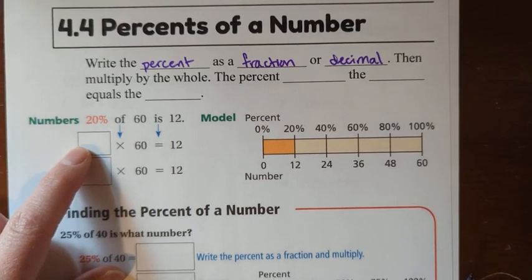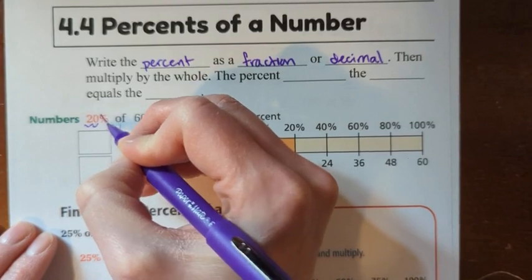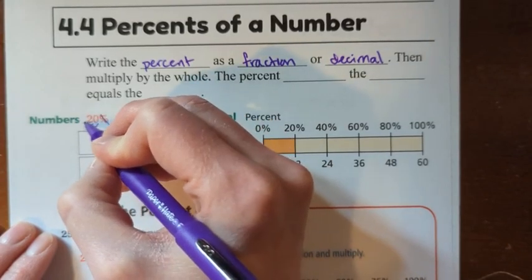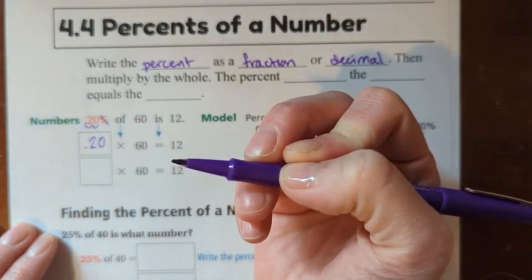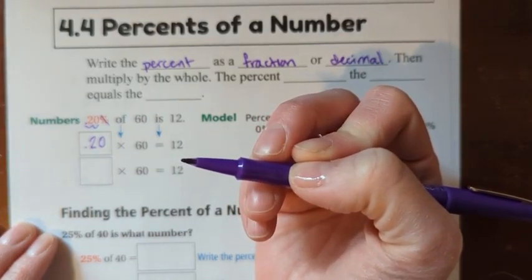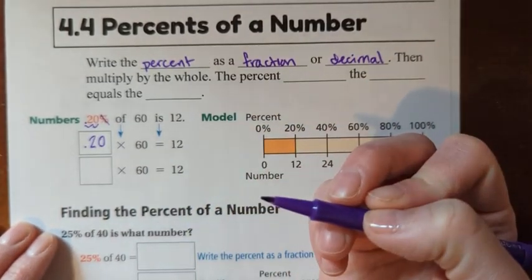Okay, so 20%. How do I write that as a decimal? We know this. We just move the decimal point. Okay. 0.2, or 20 hundredths, or 2/10, all the same, times 60 should equal 12.